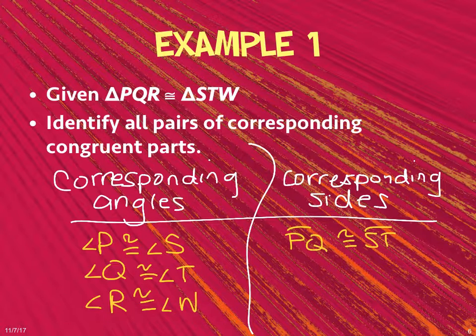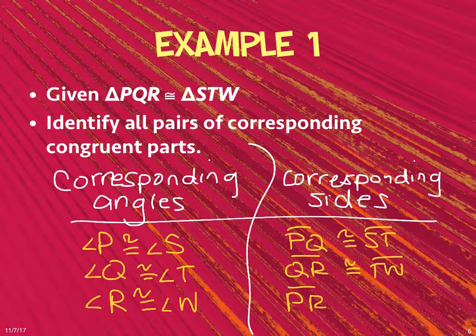So then, let's say QR. What would be corresponding to QR? TW. And the last one, PR, would be congruent to? SW. Good. Questions on either of those? Corresponding angles, corresponding sides. RP? Sure. So RP could equal SW or RP could equal WS, though the letters themselves can be interchanged because we're talking about a segment and the order doesn't matter.